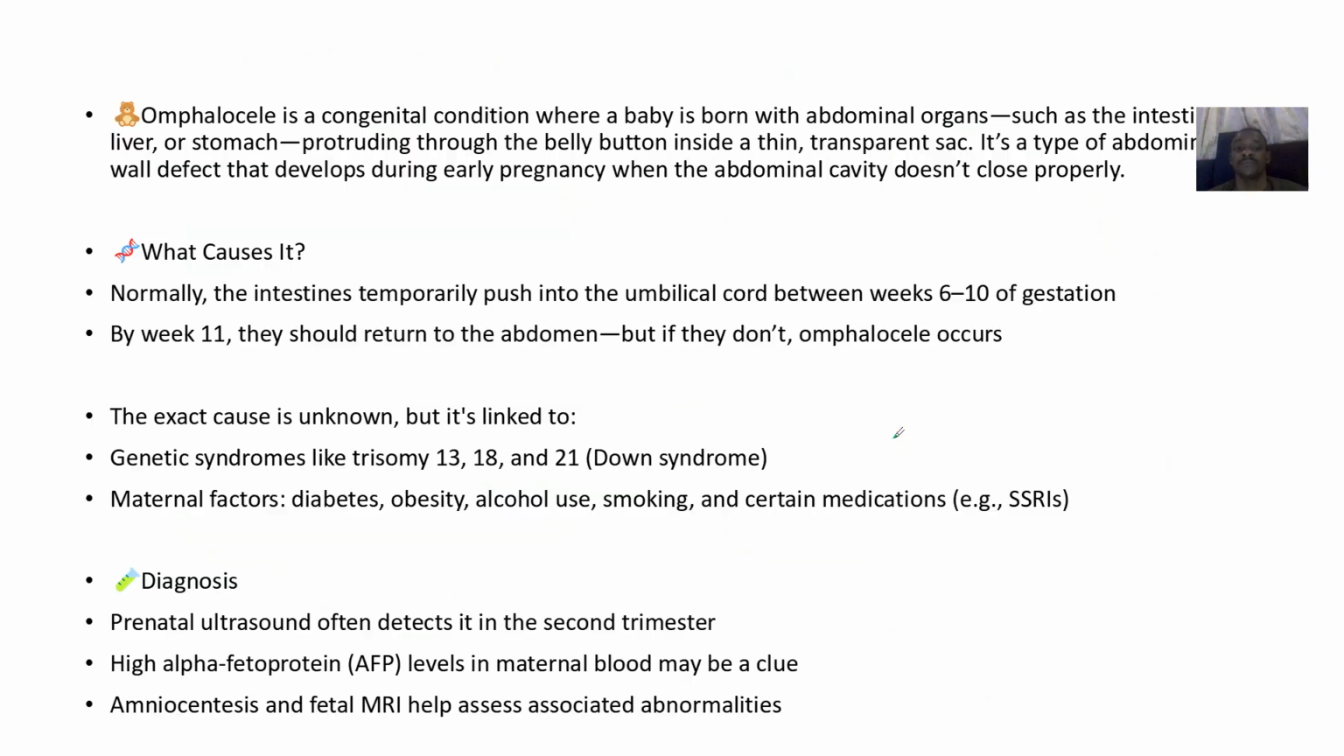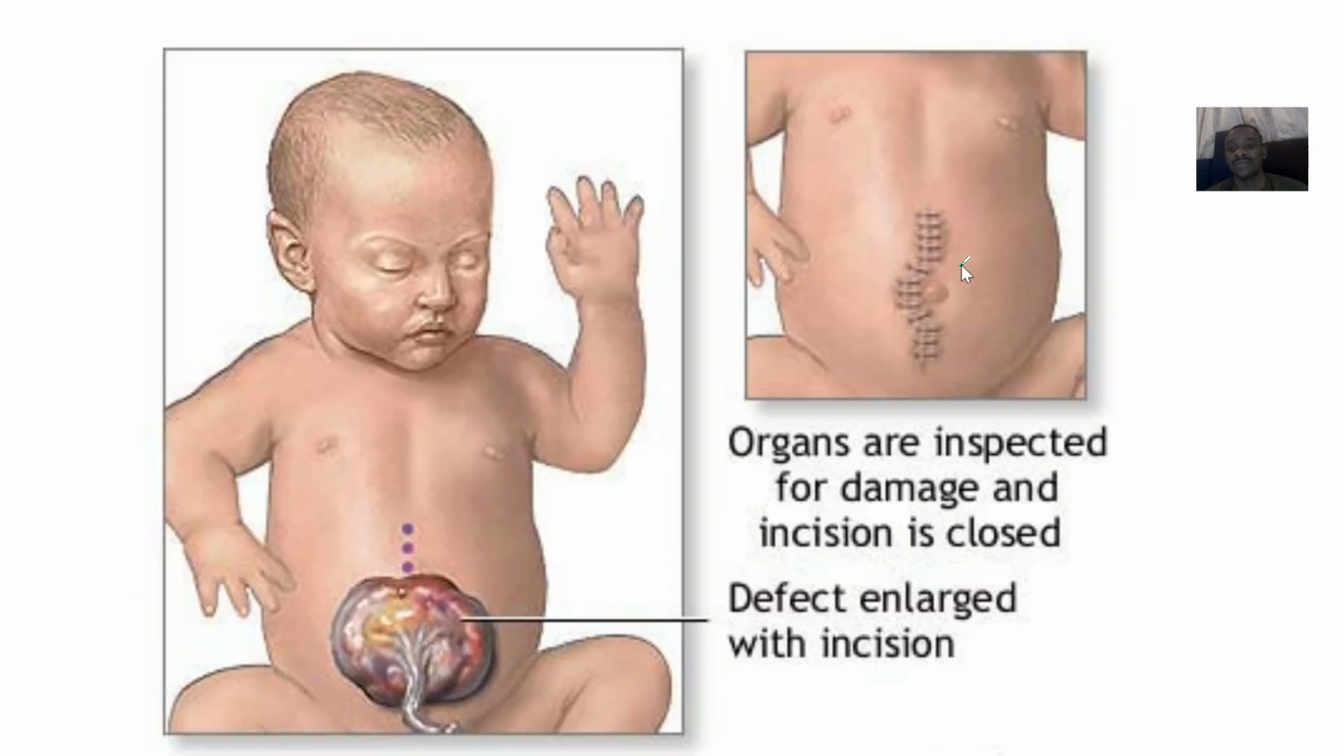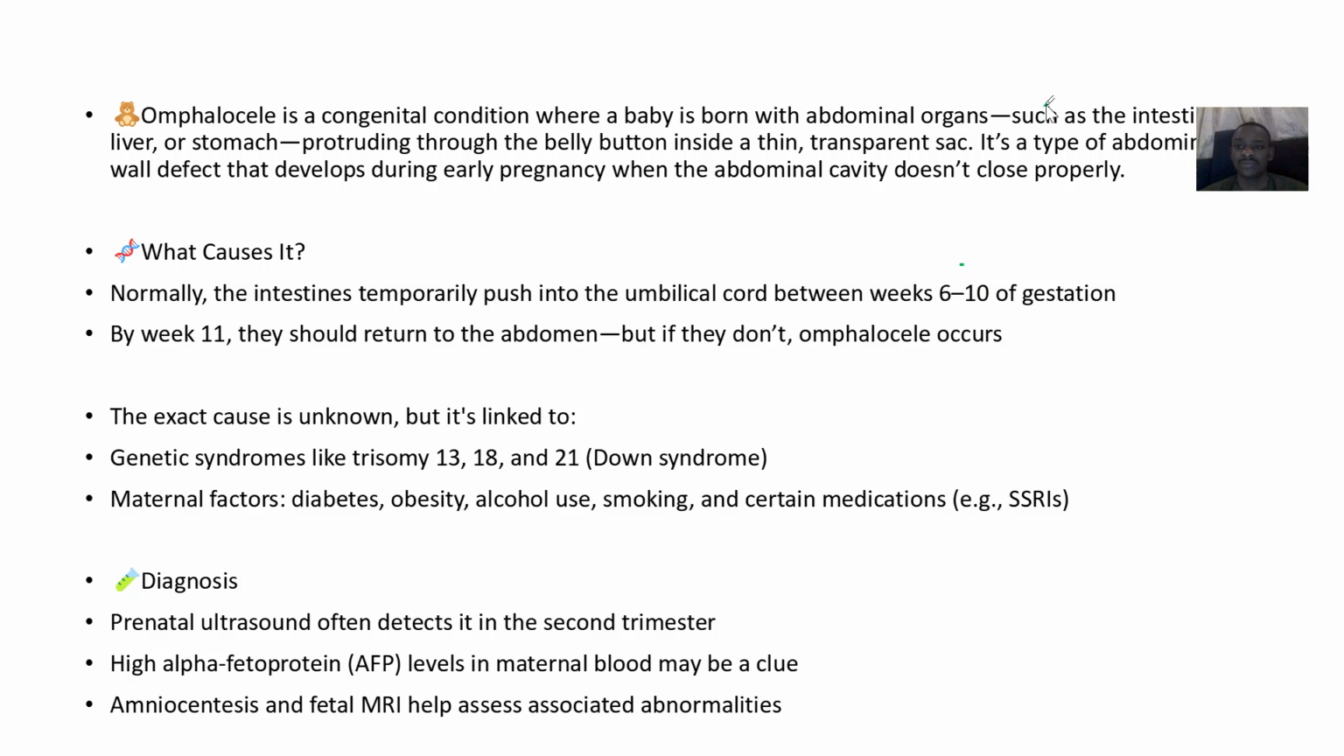Do you understand? So the Omphalocele is just known as a congenital issue. That means a baby is usually born with it. So they are born like this, so abdominal organs like intestines, liver, the stomach, they are protruding through the belly button.